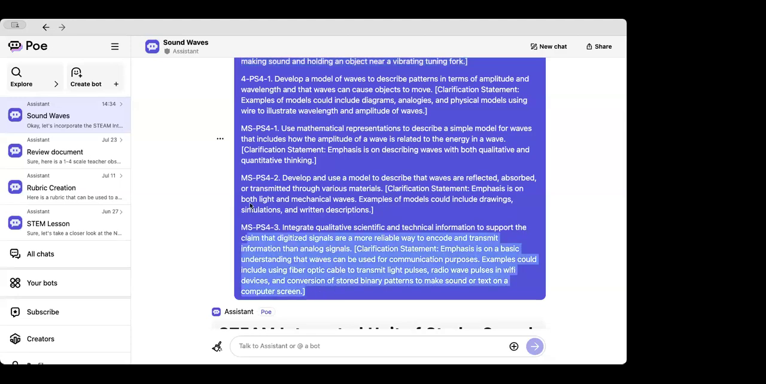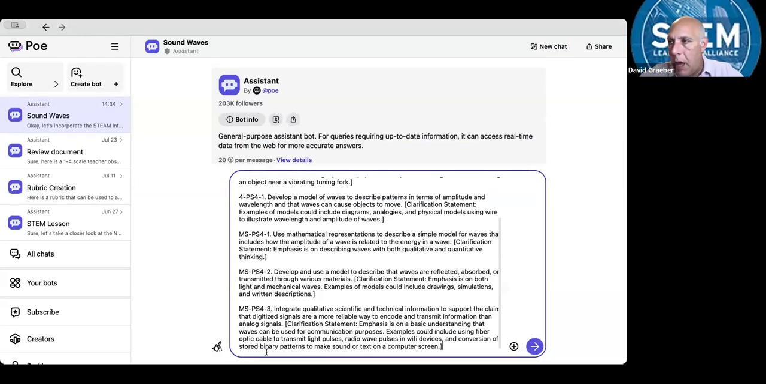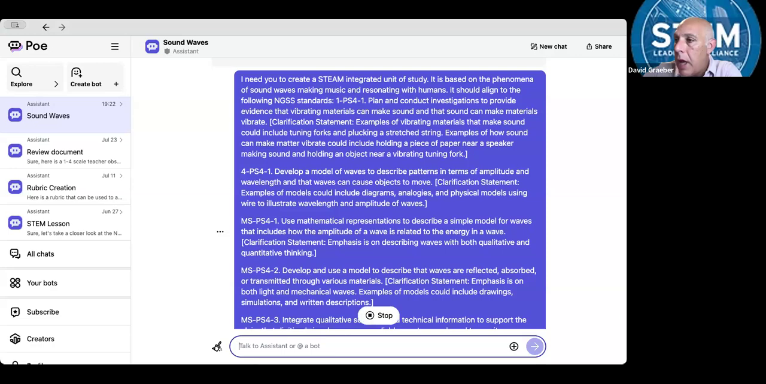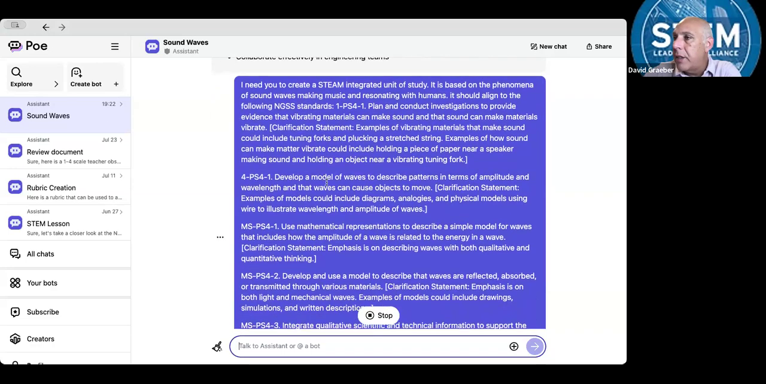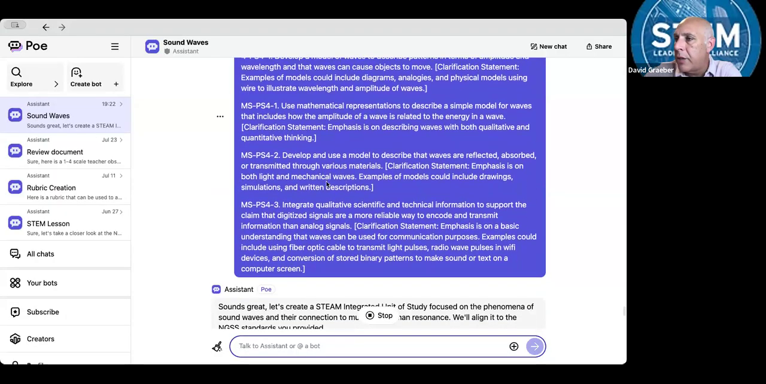Beautiful. Okay. So what I want to do is create a unit of study, right? So that's what I know I want to do. All right, so we'll go here and I'm going to say, I need you to create a STEAM integrated unit of study. It is based on the phenomena of sound waves making music and resonating with humans. It should align to the following NGSS standards. I make a list now, as you can see here. Should probably put a little space here, right? And I ask it to develop me this unit. So I picked four different standards, all the sound standards.